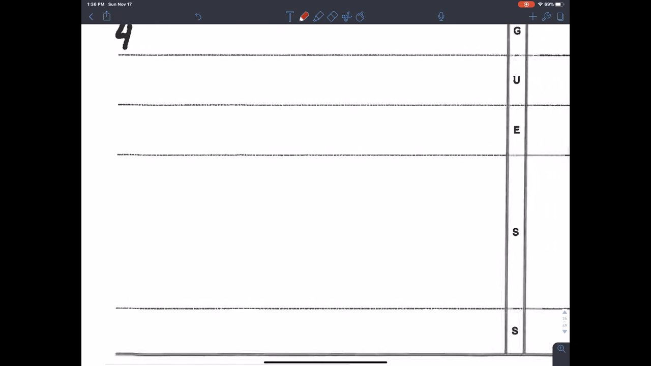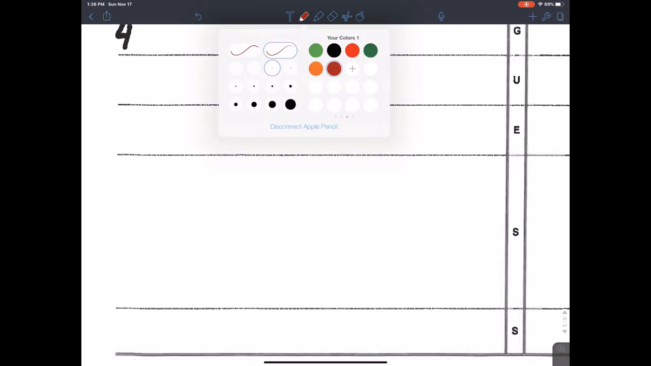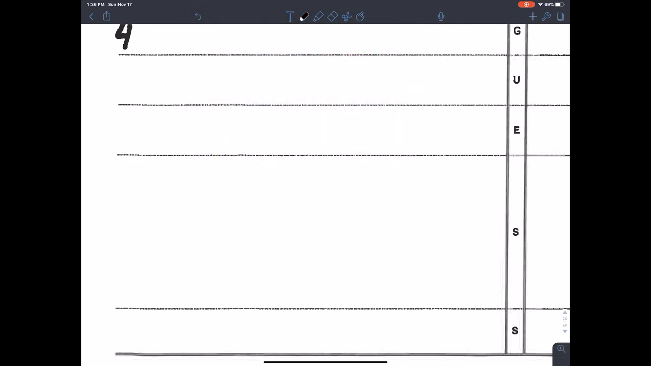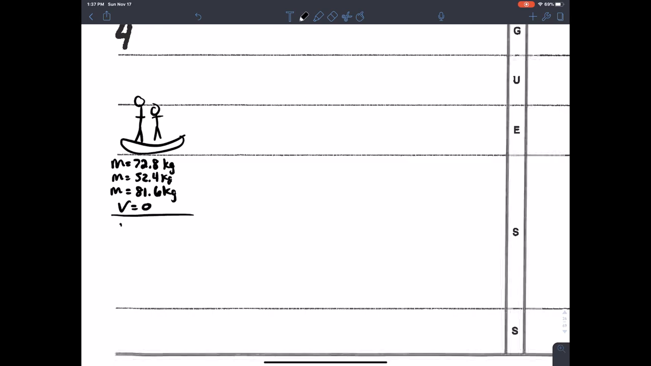All right, we'll go to number 4. Number 4 says that in this case you've got 2 people. Let's say we have 1, you've got a neck on that guy, and we have 2. One mass is 72.8 kilograms, and another mass is 52.4 kilograms, and they are in a rowboat. That rowboat has a mass of 81.6 kilograms, and they're sitting in it, so we're just going to say that the velocity at the beginning is 0. So we know the momentum at first is going to be 0 kilogram meter per second.